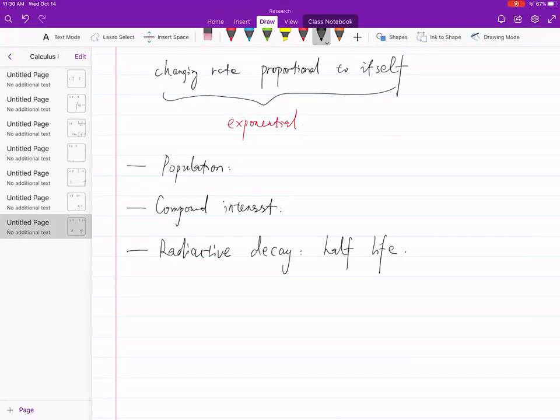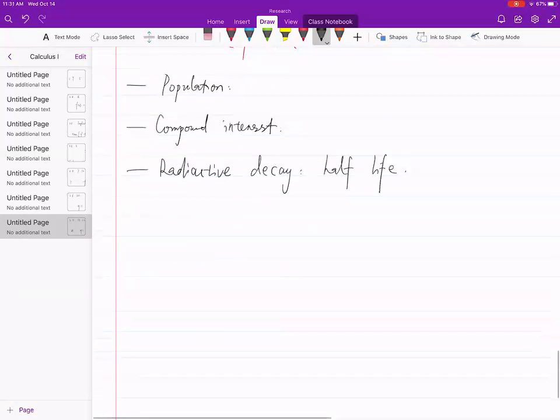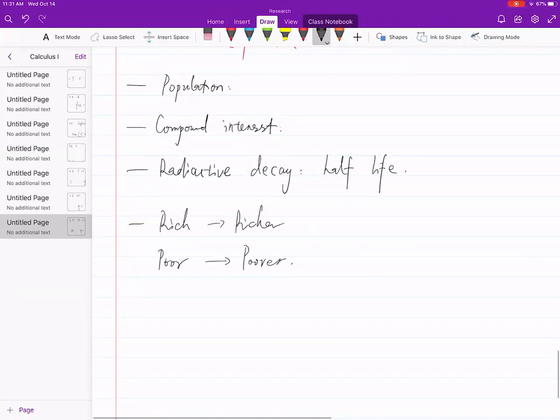Some old sayings. If you think about inequalities in the United States, the rich gets richer. It's also in the Bible, right? And the poor just get poorer. Okay. How did you get that?